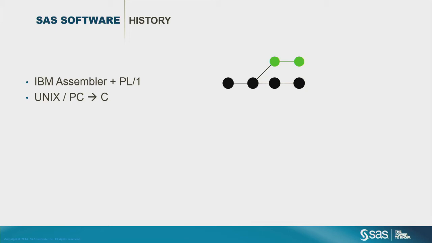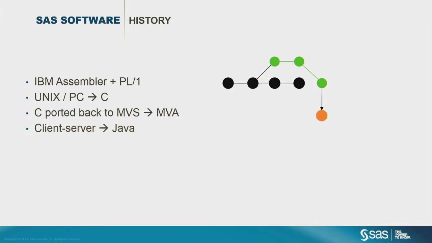And we have two major code bases with the same stuff going along for some period of time here. That C got backported to the mainframe at some point. The IBM Assembler was retired, and we created the multi-vendor architecture, MVA, where there's this one set of code capable of running across many different kinds of operating system platforms. Client-server models come along, and SAS invests and investigates into the Java language for the cross-platform capabilities, a continuation of our desire for portability.